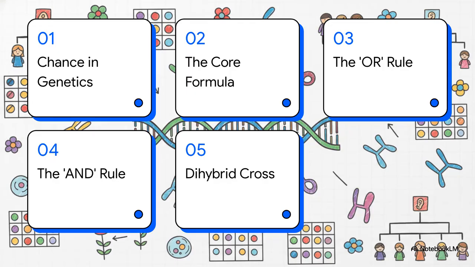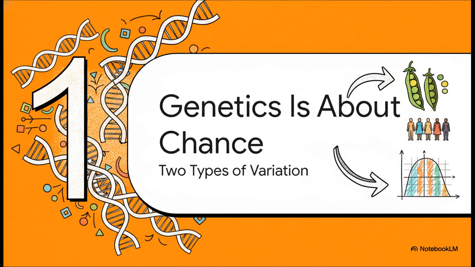Here's the game plan. First, we'll talk about why genetics is all about chance. Then, we'll get into the one fundamental formula you need to know. After that, we'll learn two super powerful rules. I call them the "or" and "and" rules. And finally, we'll put it all together to solve a classic genetics problem. Let's dive in.